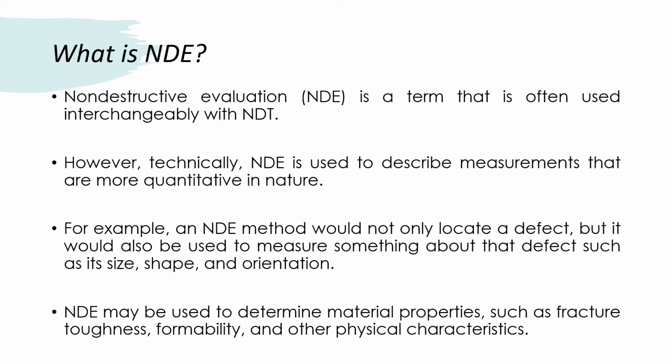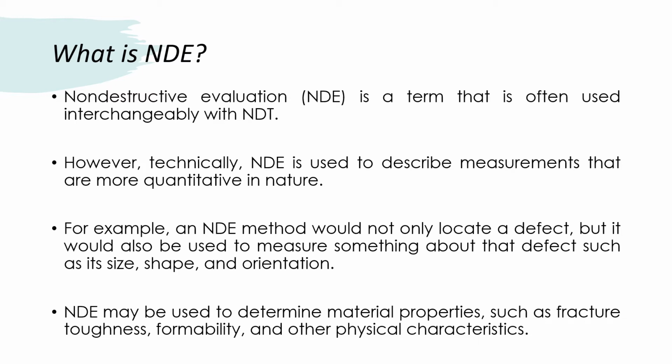For example, an NDE method would not only locate a defect, but it could also be used to measure something about that defect, such as its size, shape, and orientation.